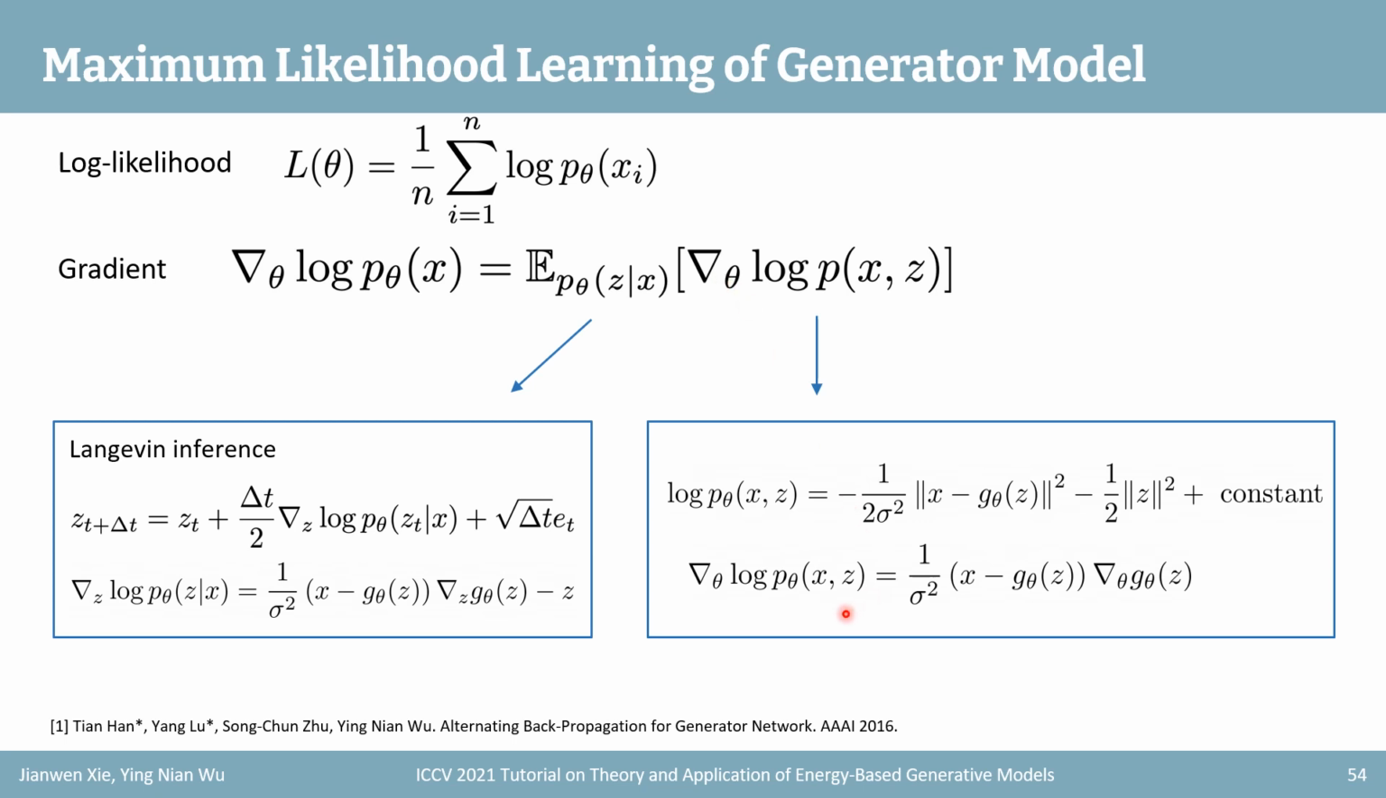Okay, and therefore you can think of this learning algorithm as the alternating back-propagation algorithm. So you compute the gradient of this function with respect to z in this inner loop for sampling z, and then you compute the gradient of this joint density with respect to theta when you want to update the parameters. Okay, so the inner loop involves this Langevin sampling, which is affordable, but still it can be time-consuming.